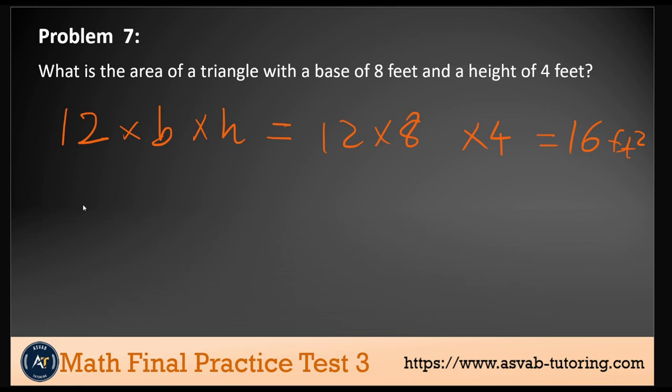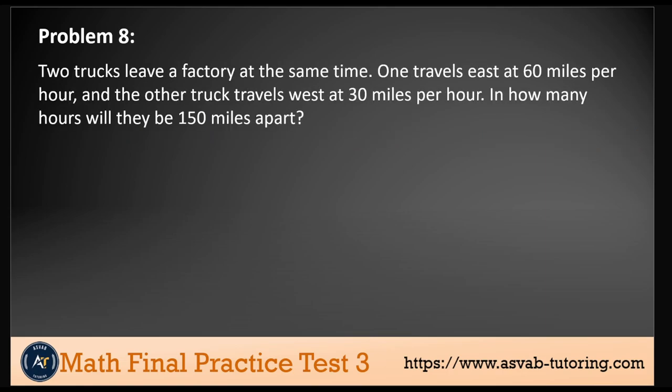All right, let's move on to the next one. Now we have problem 8. Two trucks leave a factory at the same time. One travels east at 60 miles per hour, and the other truck travels west at 30 miles per hour. In how many hours will they be 150 miles apart?